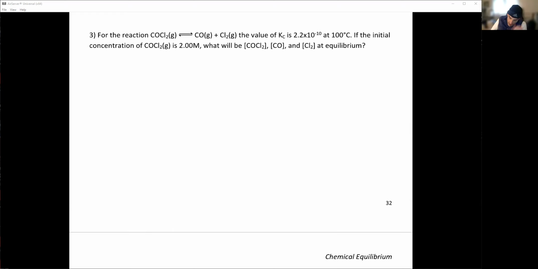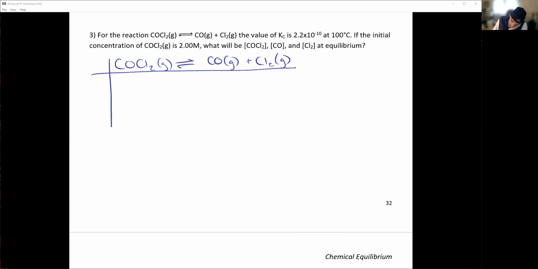And here, I'm going to do it now. Again, you should start with COCl2 gas is in equilibrium with CO gas plus Cl2 gas. Again, we're going to make this ice table.